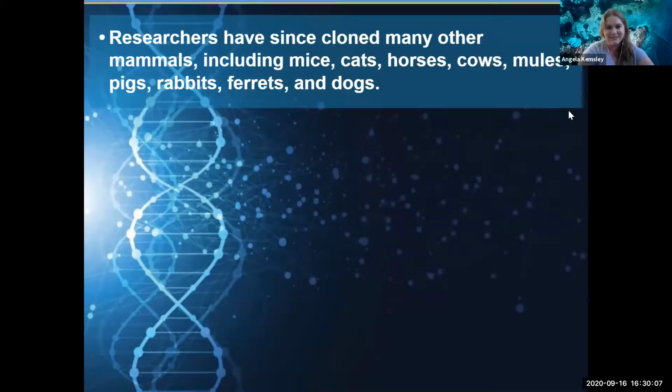So since Dolly the sheep, researchers have cloned many other mammals, including mice, cats, horses, cows, mules, pigs, rabbits, ferrets, and even dogs. There's a big fad, I've heard, in some regions for rich people to clone their favorite dog. But we'll get to the idea of nature versus nurture a little bit later. It's the idea that your DNA doesn't control everything. A lot of your personality, your dog's personality, is from the environment. So even if you clone little precious Fido, the clone is not going to end up being your exact Fido, because it's not going to go through the same experiences.